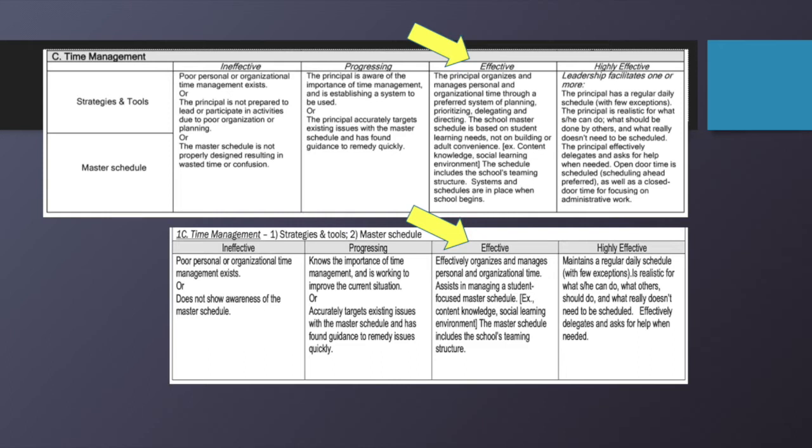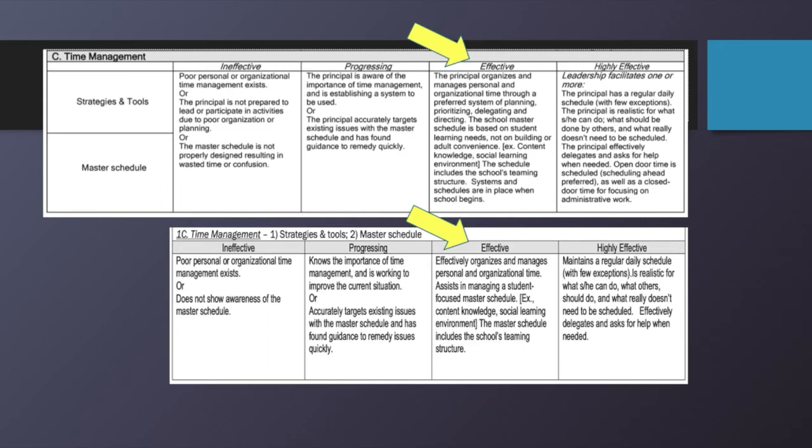The first element being there on the very far left-hand side of your screen, called Strategies and Tools, and the second element, Master Schedule. For this exercise, I am going to actually read something I hate to do during a training, but I am going to read the effective column for both the principal and the assistant principal component of this. So what I want you to be thinking about is any different language that you hear, words that stick out to you as I read, and then I'll actually give you a little music time to read all 4 categories on your own as well.